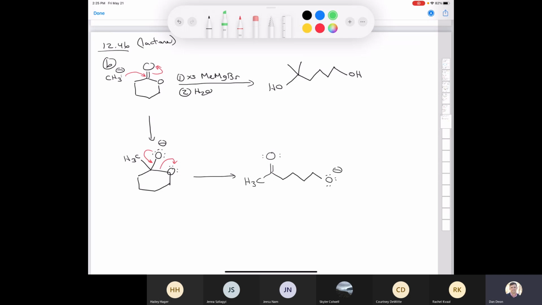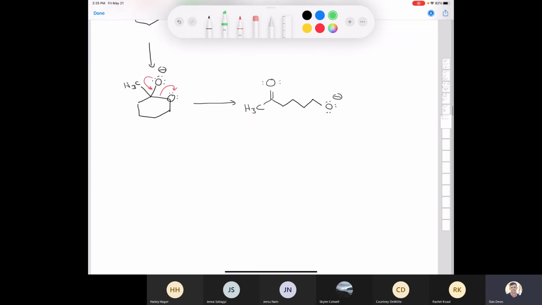But remember, you're treating this with excess methyl magnesium bromide. So you have more than one equivalent. Now you've got an intermediate that's got a ketone in it. So what's going to happen there? I could end up doing another nucleophilic attack. Let's draw what that looks like. I'm going to have another molecule of my Grignard reagent, which is going to do a nucleophilic attack like this.